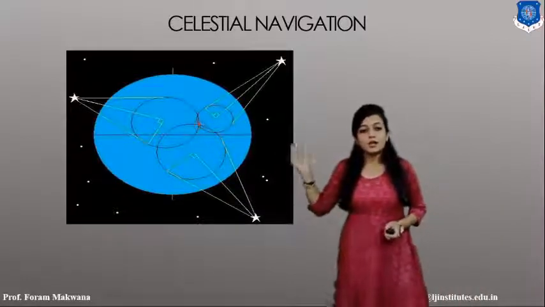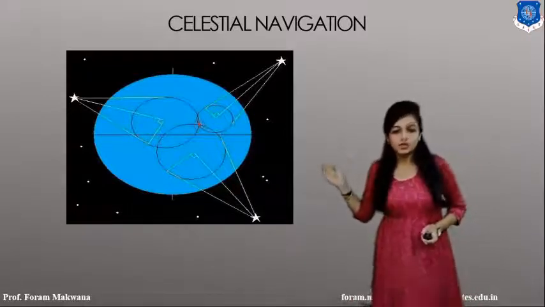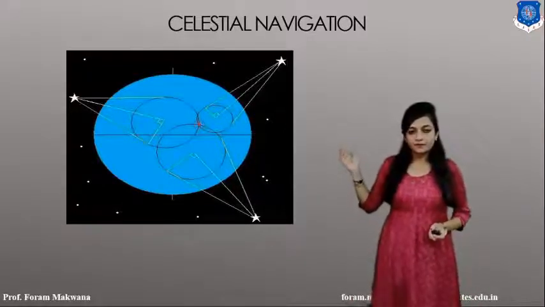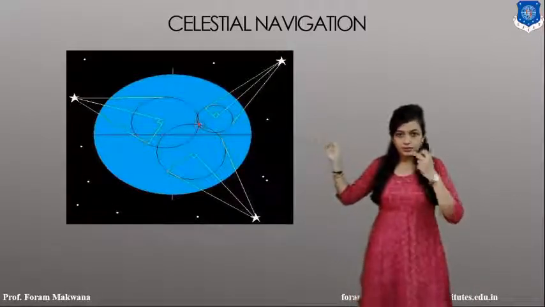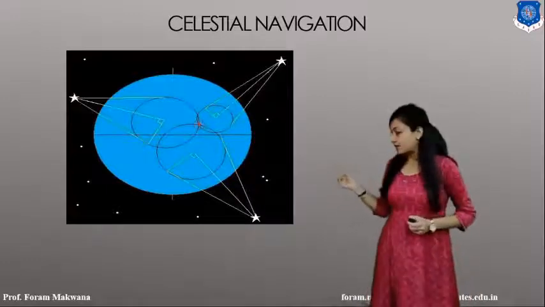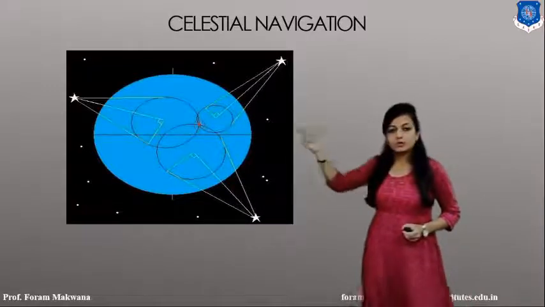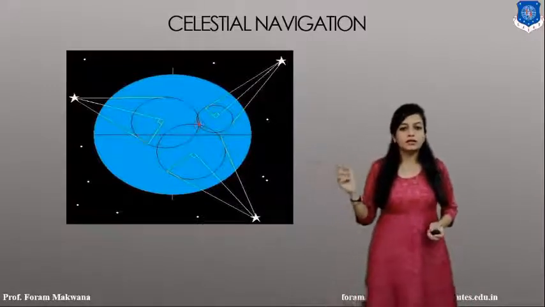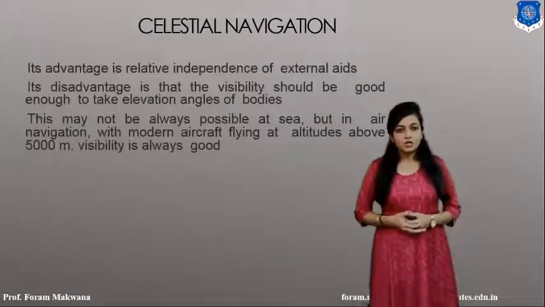This figure shows how we are going to fix the position of the aircraft. Alright? So this is the Earth, and if we need to find out globally at which position my aircraft is, then three observations need to be taken for accurately finding the position of the aircraft, right?